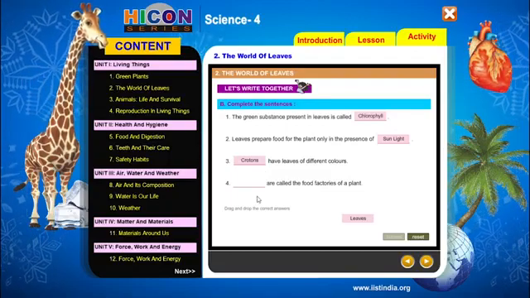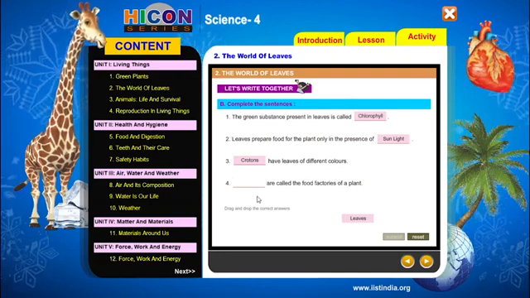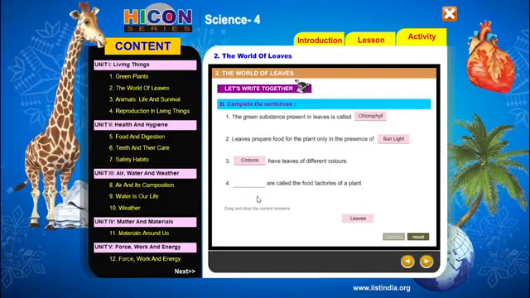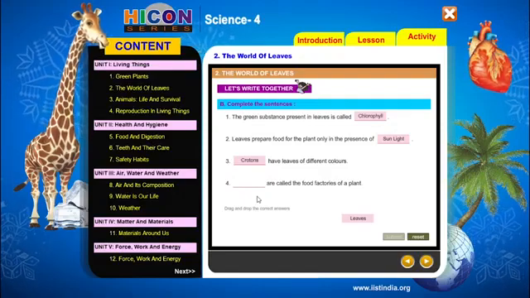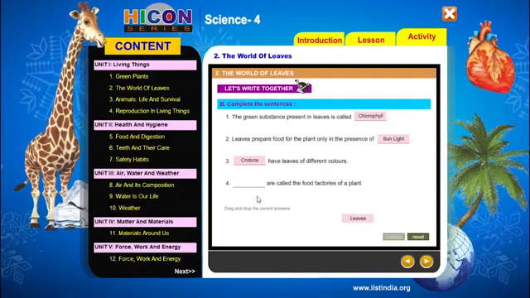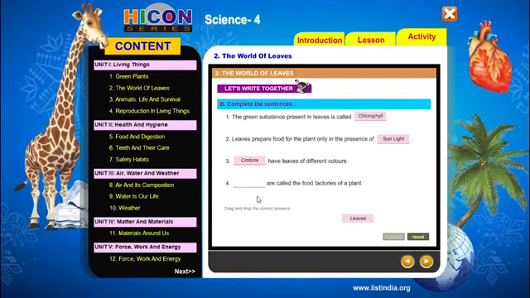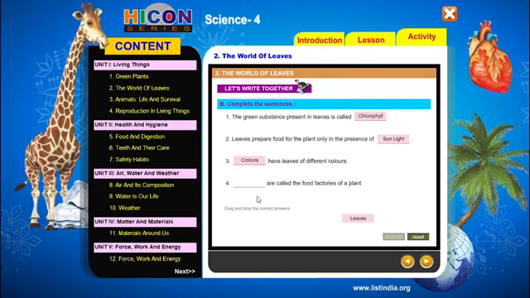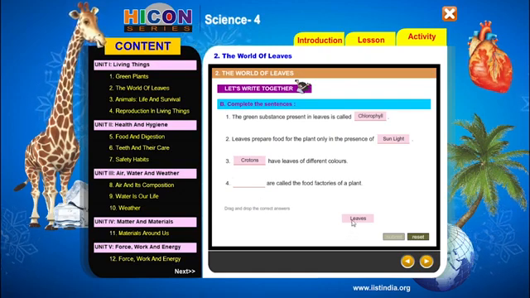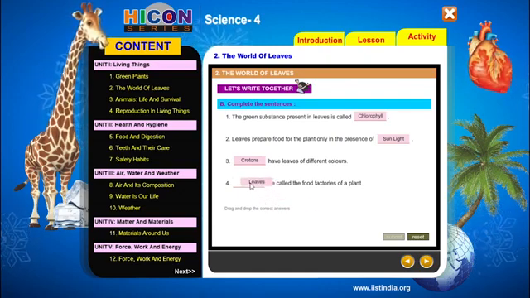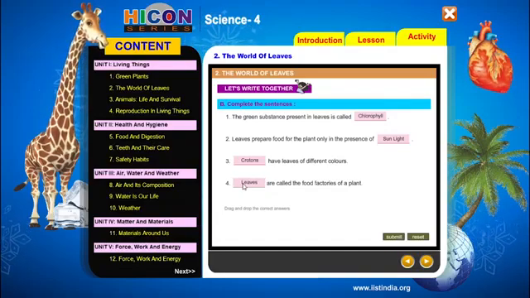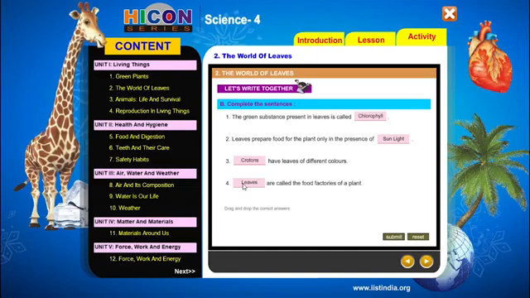Dash are called food factories of the plant. So which are called food factories of the plant? There are so many parts in a plant like root, stem, leaves, branches, fruits, flowers. These are the different parts of the plant. Among these, which one is called the food factory? Yes, leaves are called food factories of the plant because leaves prepare food for the plant. That's why leaves are called food factories of the plant. So the correct answer for the fourth sentence is leaves.